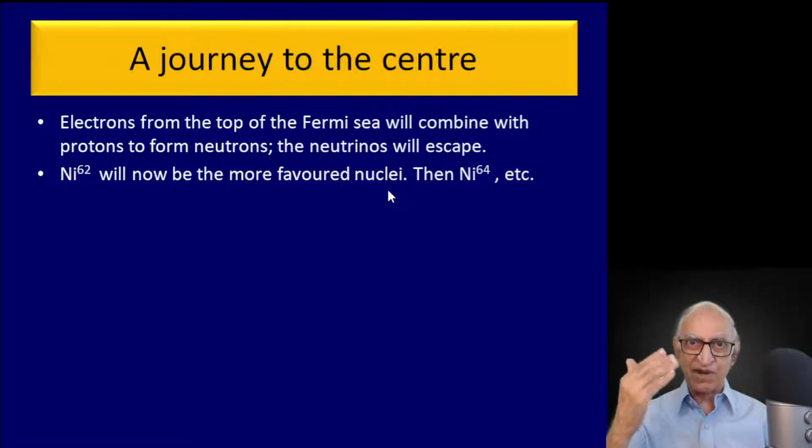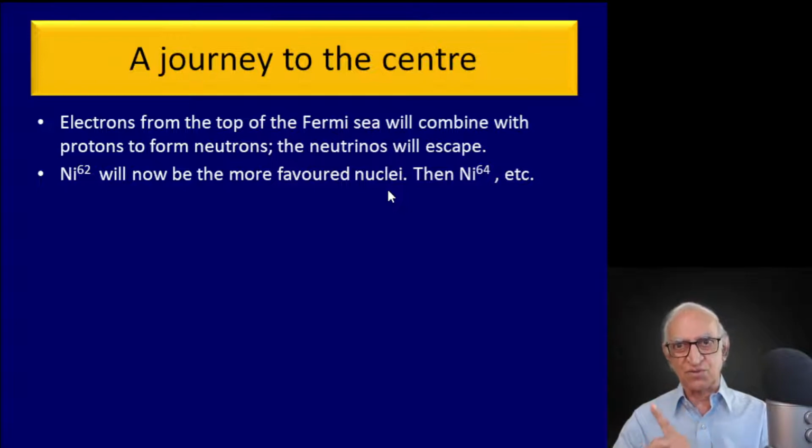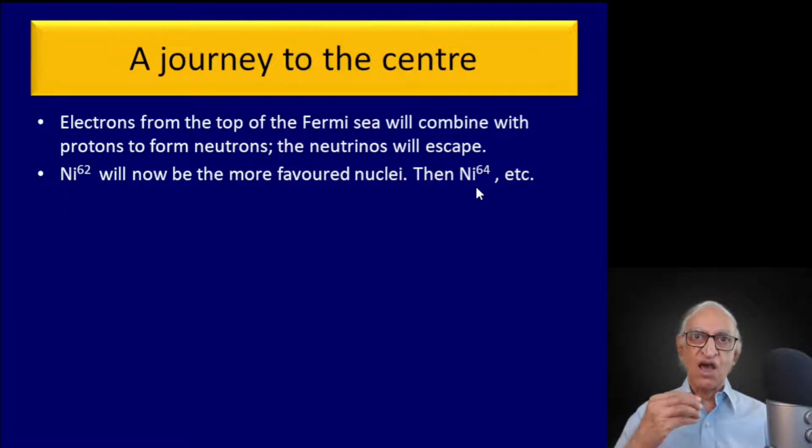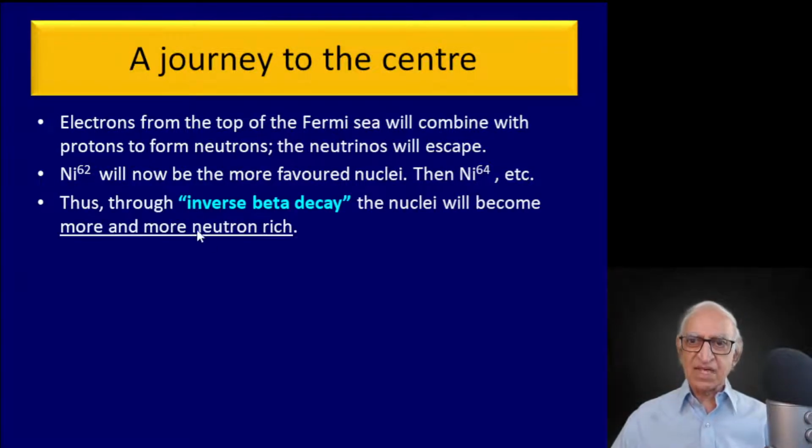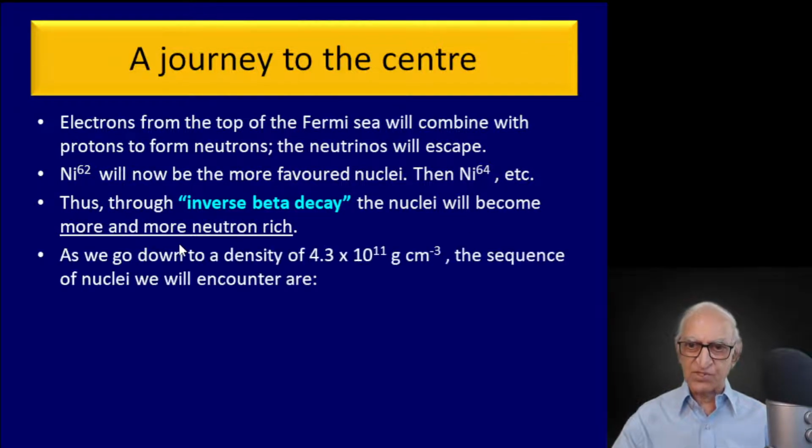These nuclei differ from iron 56 in that the number of neutrons in the nuclei has increased because the protons have combined with electrons to form neutrons. Excuse me, I made an error there. The protons have combined with electrons to form neutrons, and therefore these nuclei, nickel 62 and nickel 64, are much more neutron-rich than iron 56. Therefore, they are also much more unstable than iron 56. Thus, through inverse beta decay, the nuclei will become more and more neutron-rich.